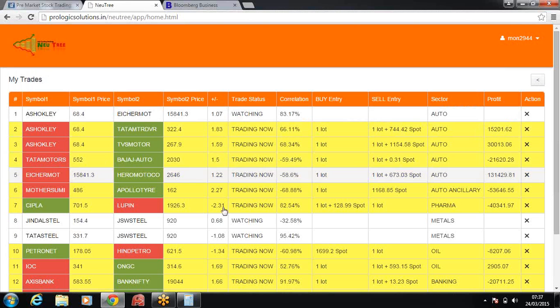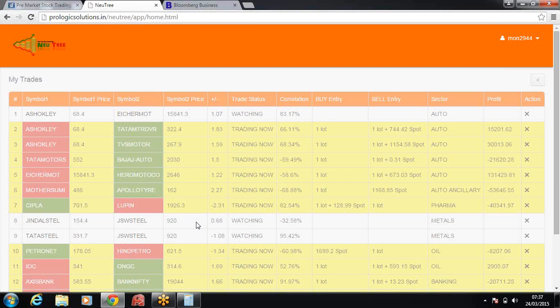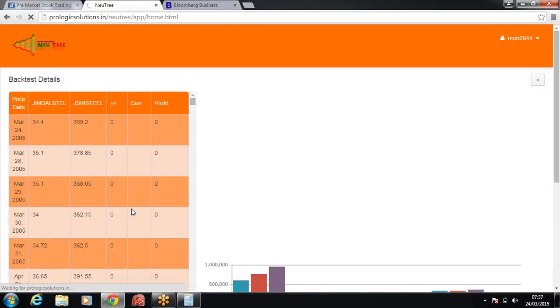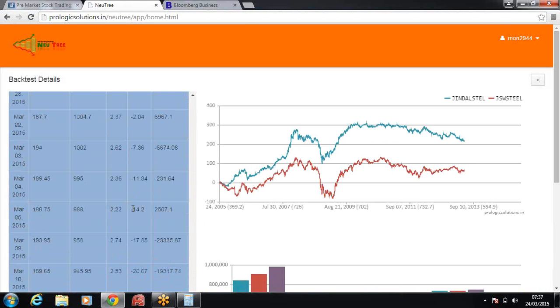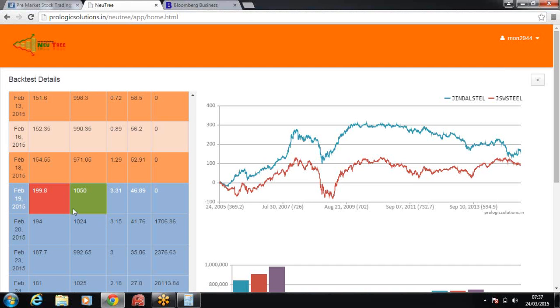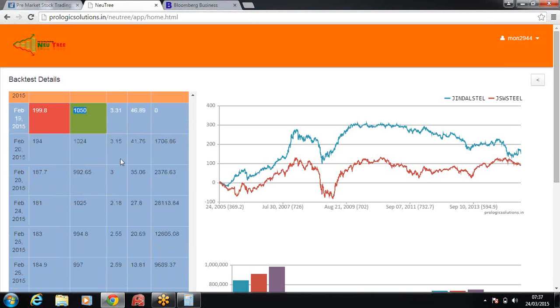Let me show you another: Jindal Steel and JSW Steel. The correlation is 32% only here. Let's check what profit is in that trade. This trade also got initiated on Feb 19, with a Z score of 3.31. Jindal Steel you have shorted, JSW you have bought. Once this 3.31 came down to around 2, your profit is 28,000 rupees.